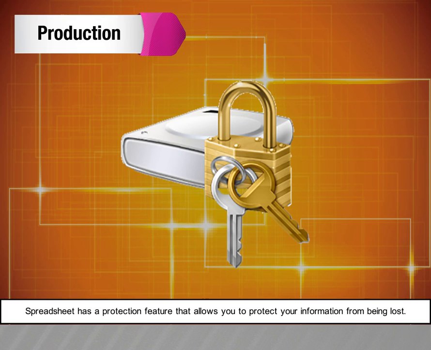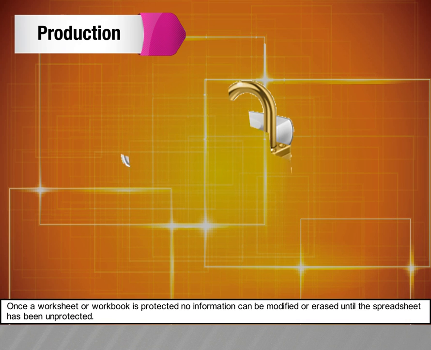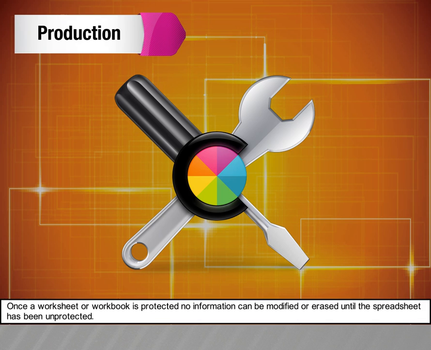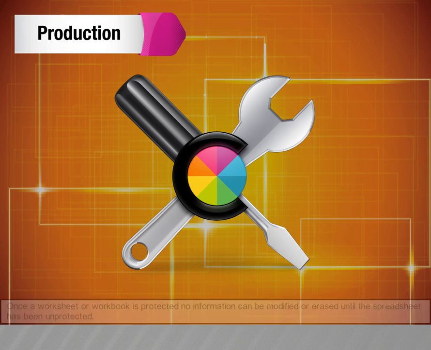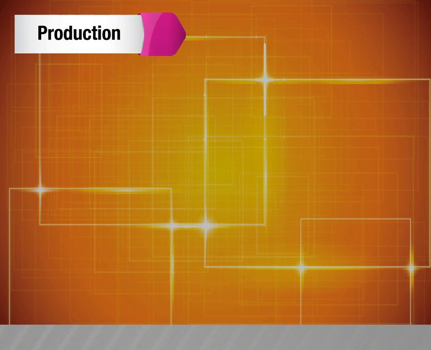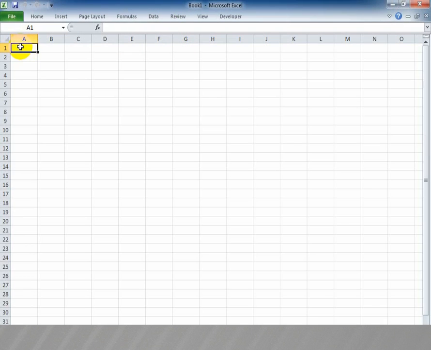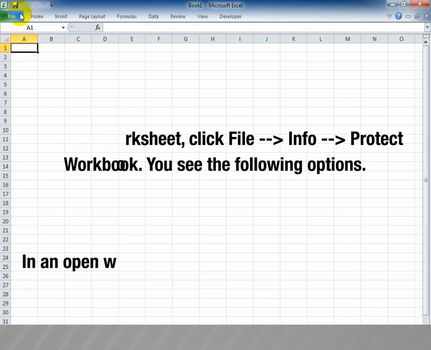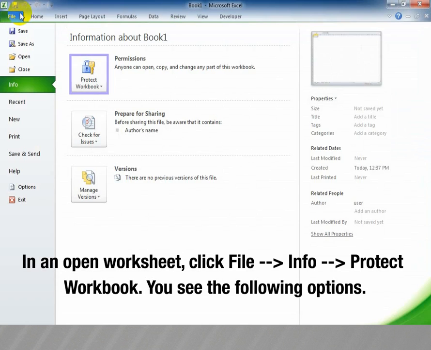Protection. Spreadsheet has a protection feature that allows you to protect your information from being lost. Once a worksheet or workbook is protected, no information can be modified or erased until the spreadsheet has been unprotected. Protection options. In an open worksheet, click File, Info, Protect Workbook. You see the following options.